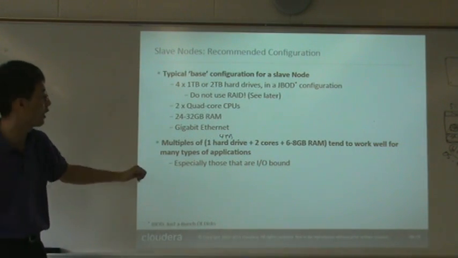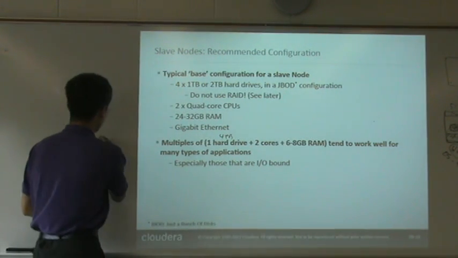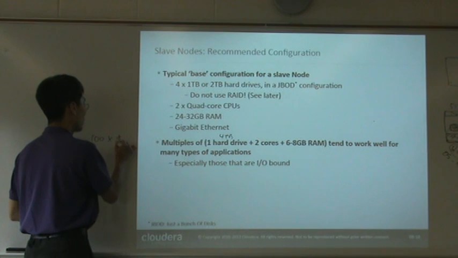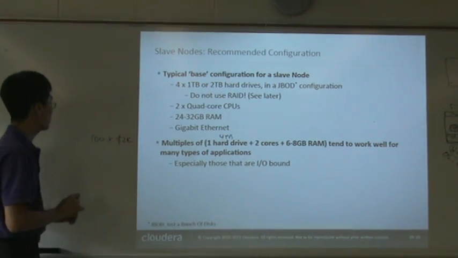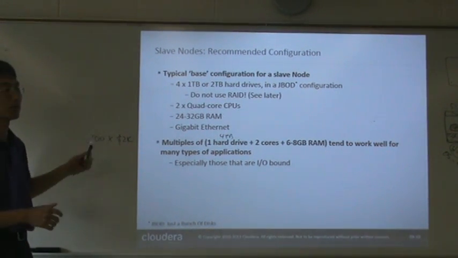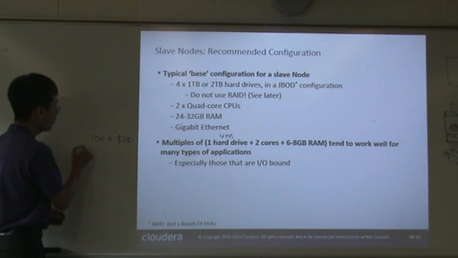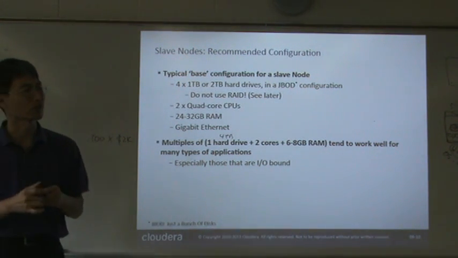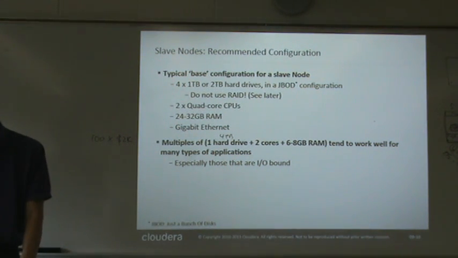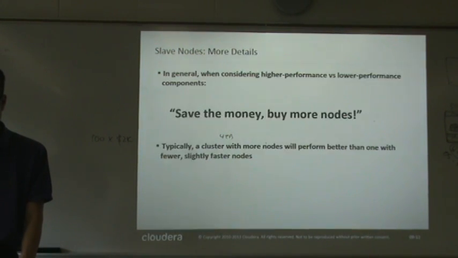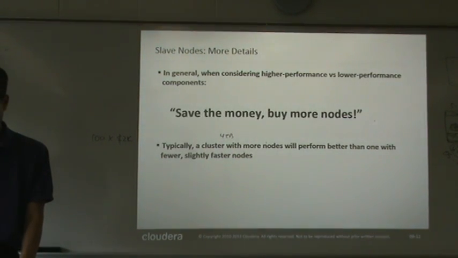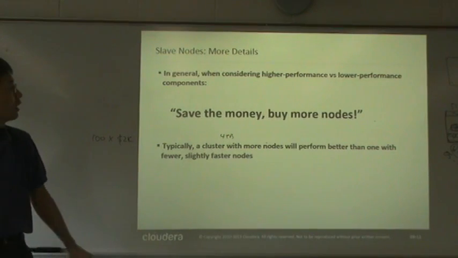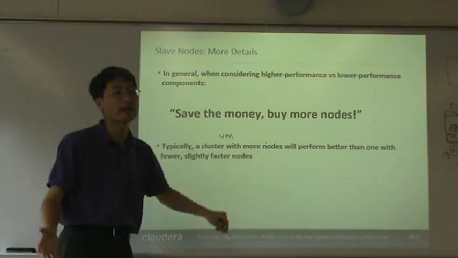So even though you have 100 or 200 nodes, how much is that? Even if it's 2,000 each, it's 200,000. It's reasonable. So we can save the money. Instead, we can buy one node and add it.